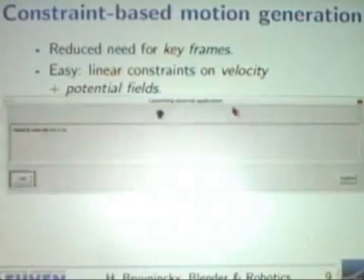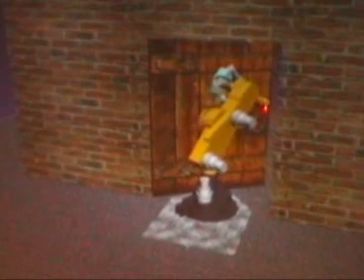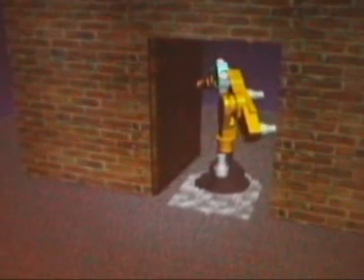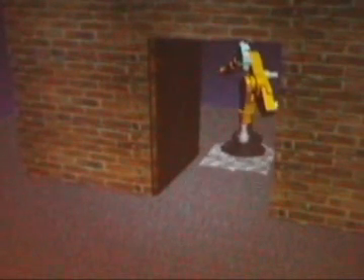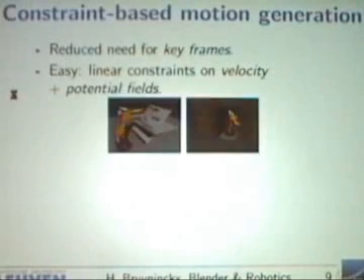Here you see another one. When the robot moves to the door, the only specification we did is that the robot pushes against the door with a circular motion, that's all, and the rest follows automatically. So all these things can be done with linear constraints on velocity. So it's not too difficult to implement.